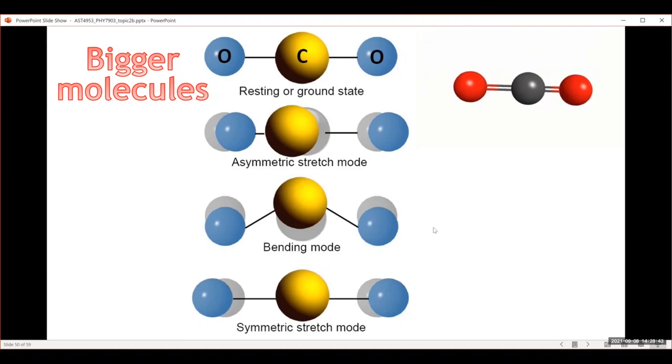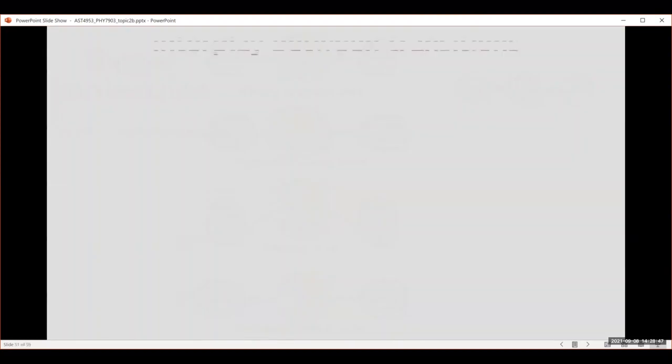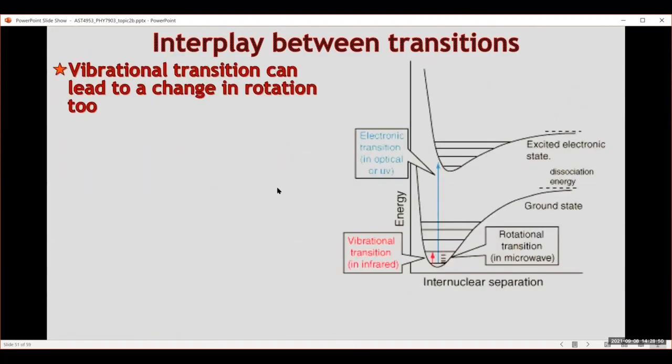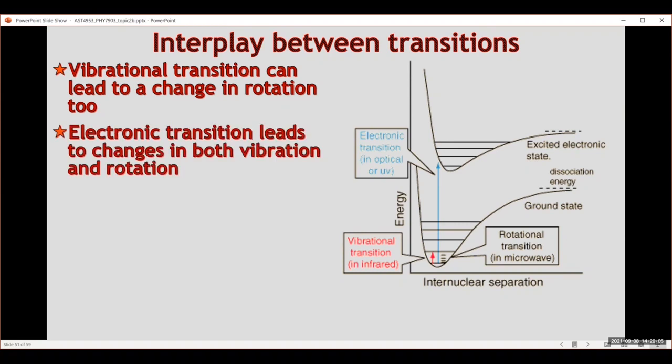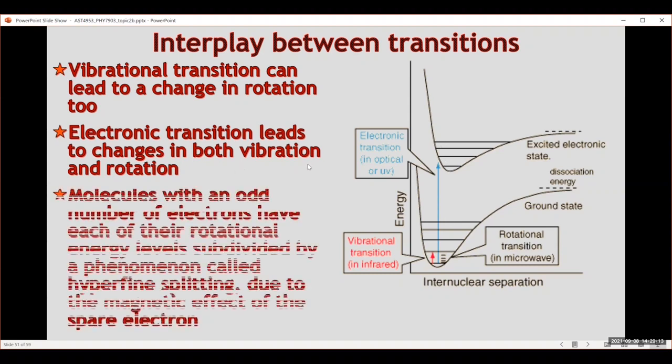You know, there are several different degrees of freedom when it comes to bigger molecules. There are interplays between the different types of transitions. An electronic transition can lead to a vibrational transition, and a vibrational transition can change the rotation too. So you can think of this as, we excite an electron, and that electronic transition dumps energy, and that's going to affect everything else that's going on.